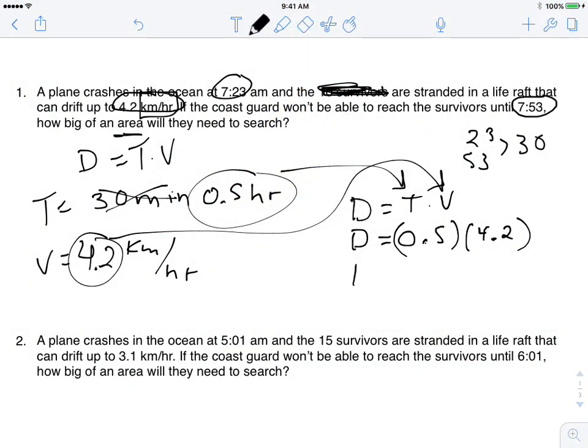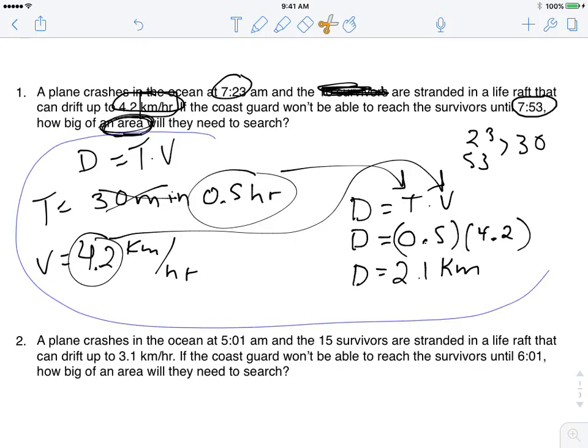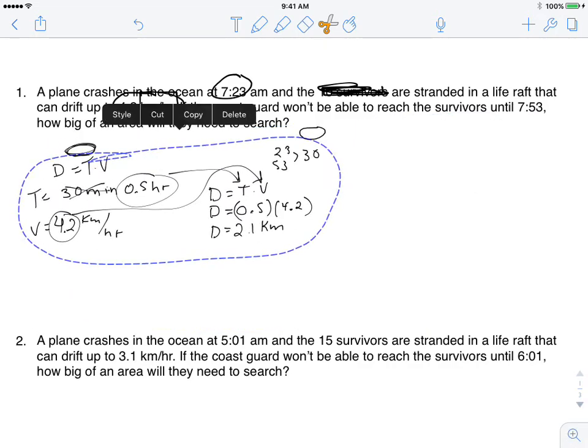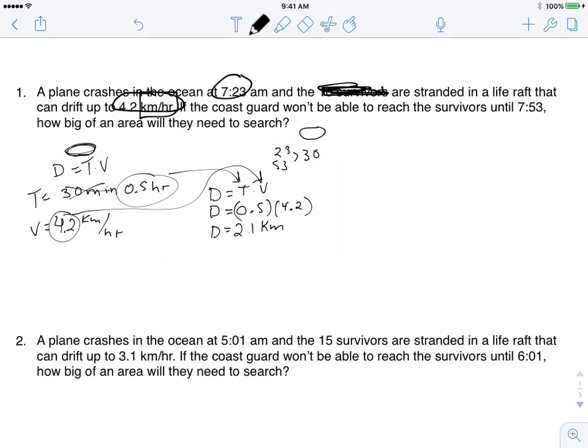All right, so my distance is 2.1 kilometers. Now, that's not the answer because this asks for area, not distance. Now, if we think about, let's do this. Let's take all this stuff. Check it out. We'll make it small, and we'll put it there. Now I've got more space.